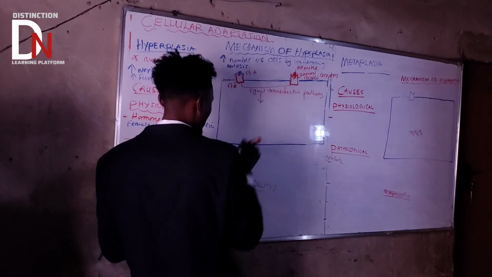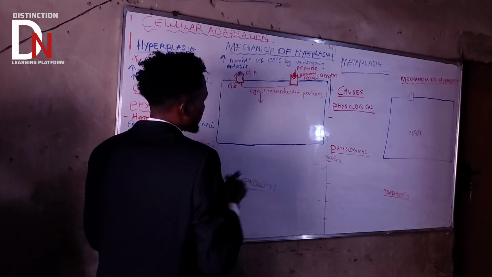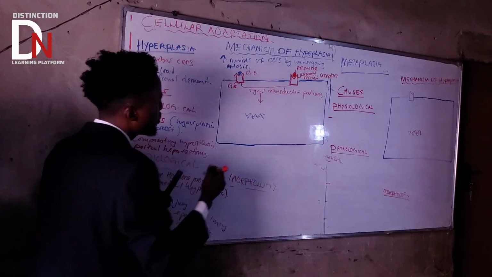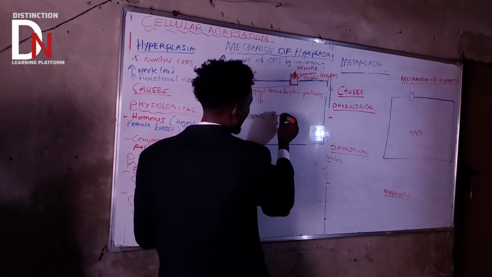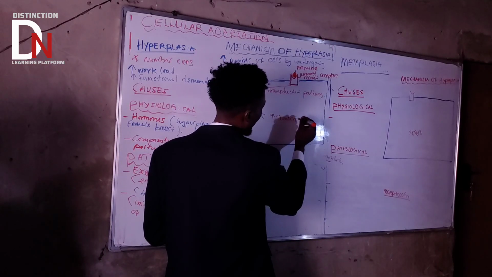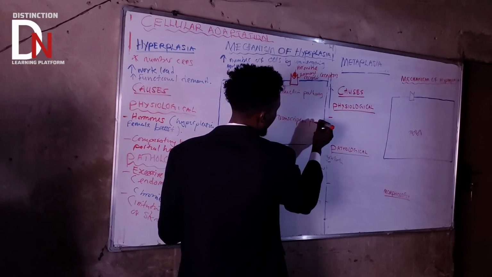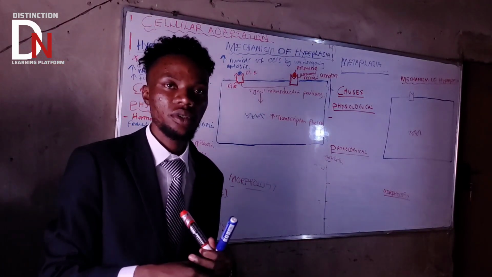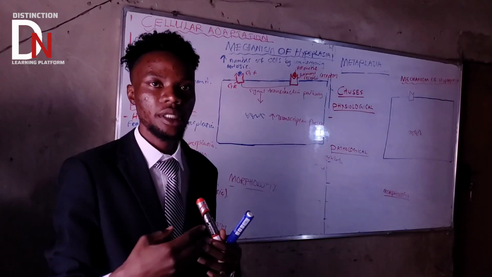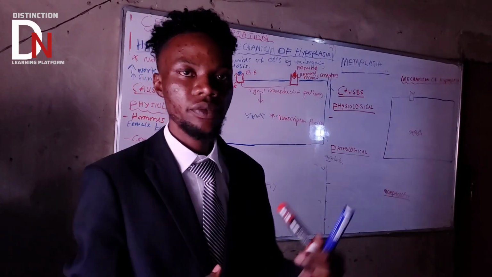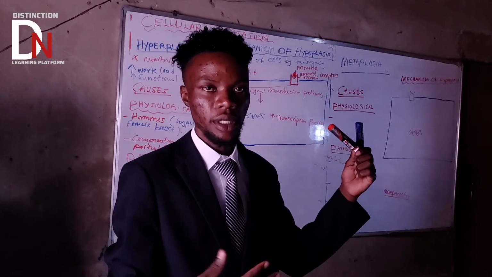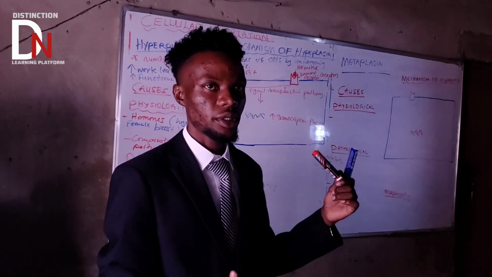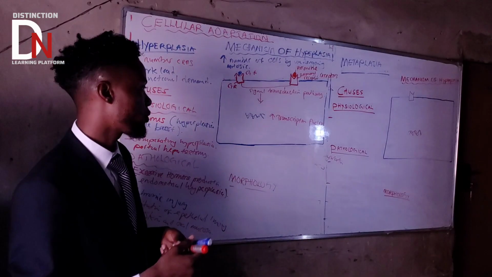That will lead to activation of what? The transcription factors. Again, there are a lot of transcription factors. We'll come and talk about cell division and the various transcription factors that promote it. Since we are talking about hyperplasia, where a cell will divide, there are some transcription factors which will promote cell division. So here, just know that it will activate transcription factors.